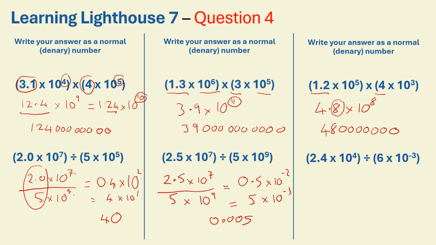And the last one, 2.4 divided by 6, and we've got 10 to the 4 over 10 to the minus 3. So 2.4 divided by 6 is 0.4. 4 minus minus 3 is 7. So once again, times by 10 to start with gives me 4, and that leaves me 10 to the 6, which is 6 zeros.